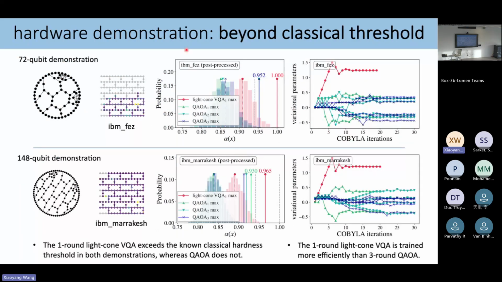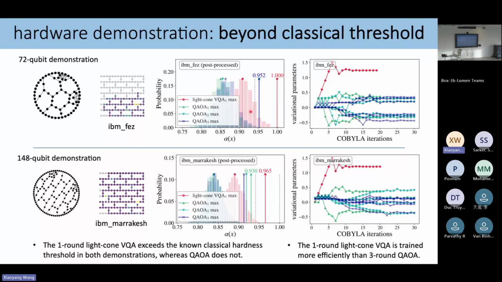And then we perform the hardware experiments on IBM's quantum device. This is on a graph with 72 qubits and 148 qubits. We show that after some classical post processing, the light cone VQA can exactly solve the max cut problem of the 72 qubits with approximation ratio equal to 1.